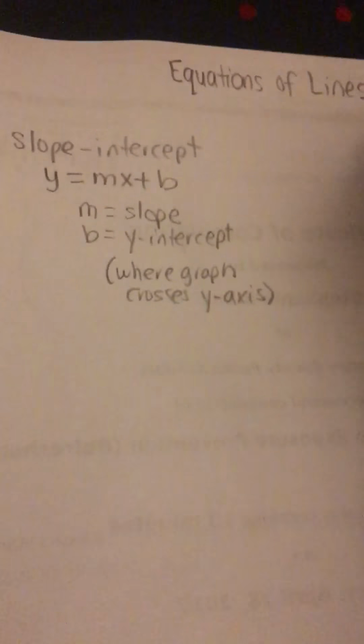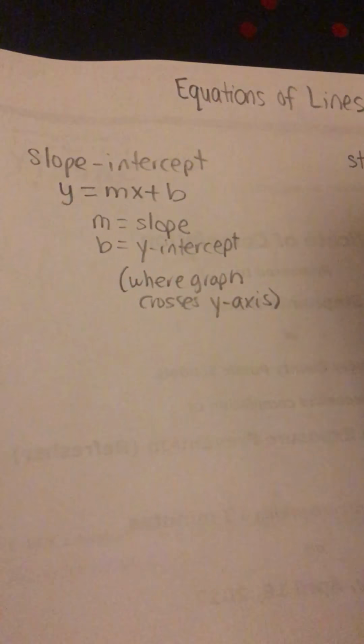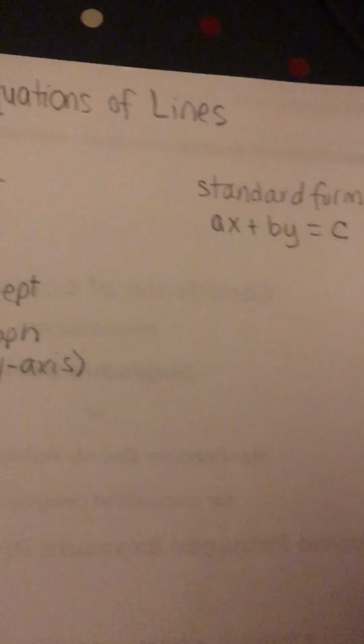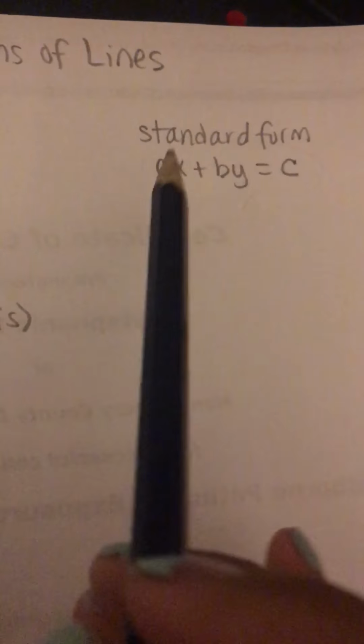The other type of line is the standard form. And the standard form looks like this: ax plus by equals c. And what we're going to be doing is our main objective, because you can't get slope from here, there's no way. So our main objective is going to go from here to here. So we're basically going to be solving for y so that we could get the slope.